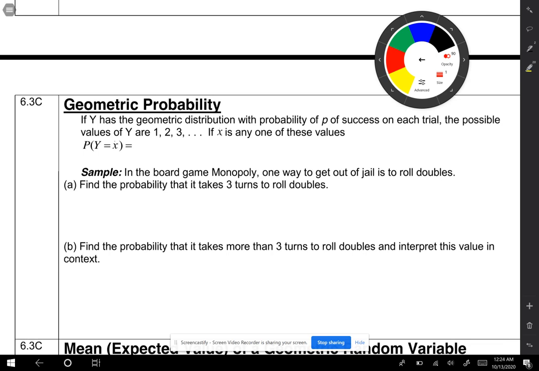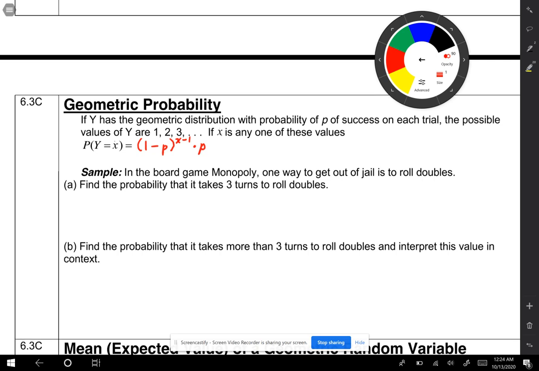Let's do some example problems. If y has a geometric distribution with probability p of success on each trial, the possible values of y are 1, 2, 3, etc. If x is any one of these values, so this is just the formula again, 1 minus p to the x minus 1 times p.